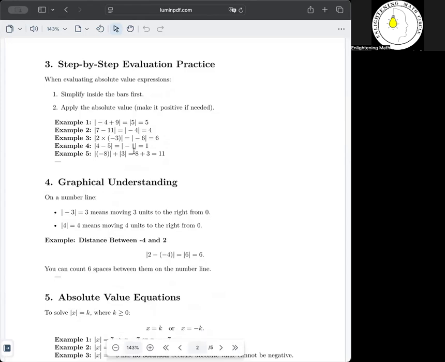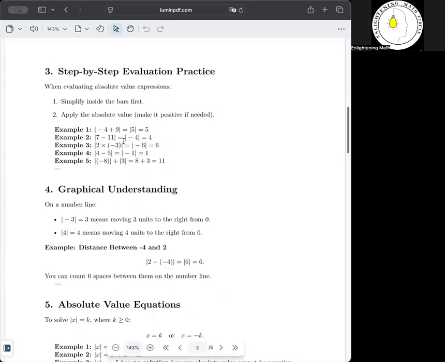Another one over here, the distance between point 7 and point 11 on a number line. So the absolute value of negative 4 is 4, so 4 units apart. Now, we have some multiplication here. The absolute value of 2 times negative 3 is equal to the absolute value of negative 6, which is equal to 6.